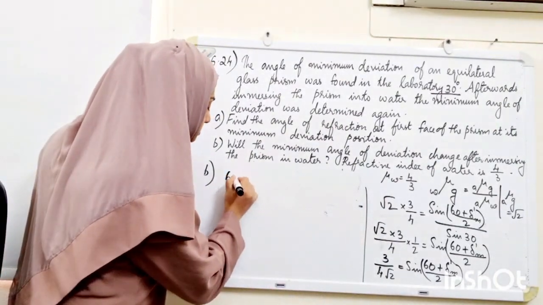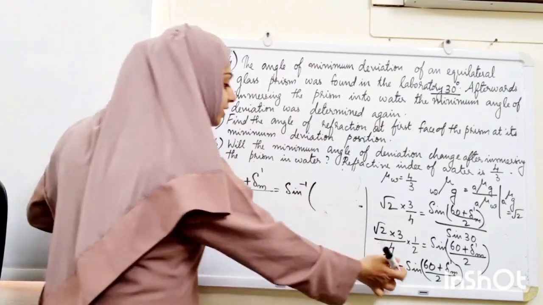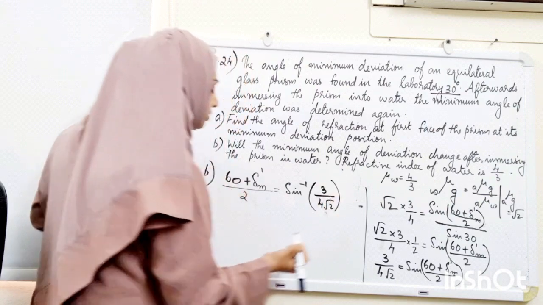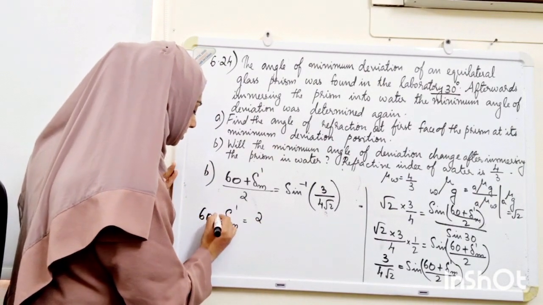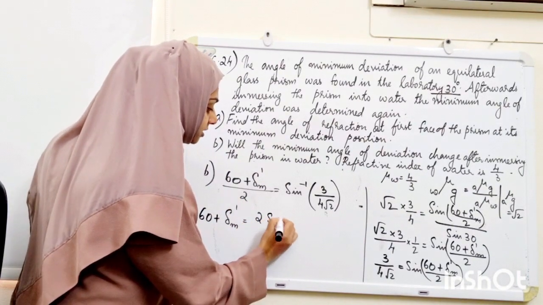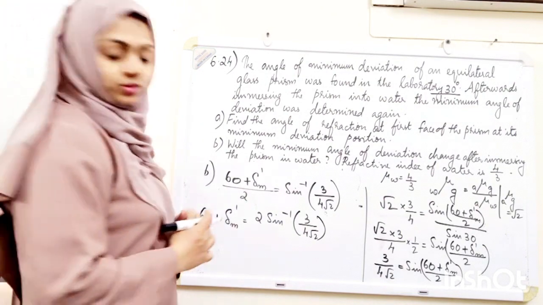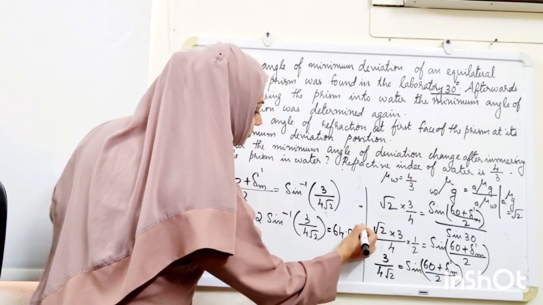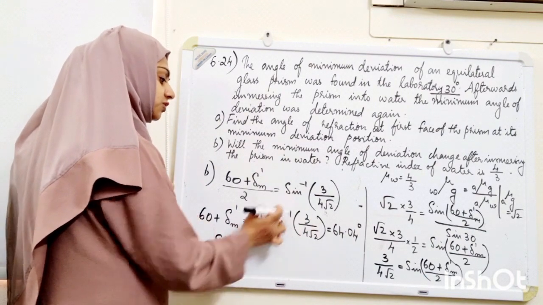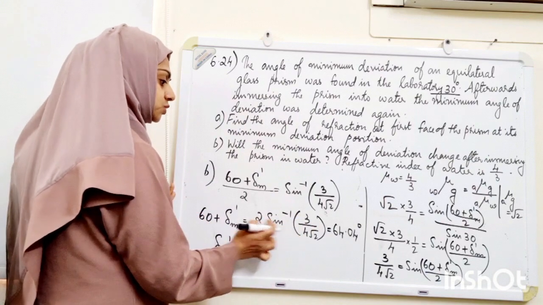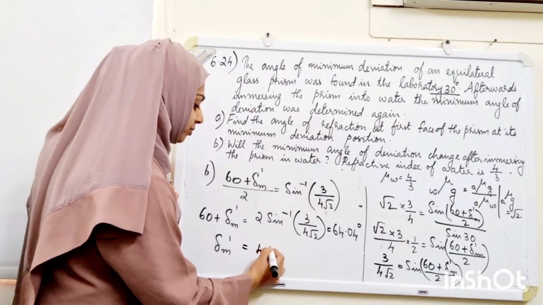So what is (60 plus delta m prime) by 2 will become equal to sine inverse of this value, 3 by 4 root 2, or 60 plus delta m prime is equal to 2 times sine inverse of 3 by 4 root 2, and you will get this value as equal to 64.04 degree. So we have delta m prime. You can use the calculator to solve this. You will get this as equal to 32.02 times 2, which is 64.04. So delta m prime is equal to this value minus 60, which is equal to 4.04 degree.